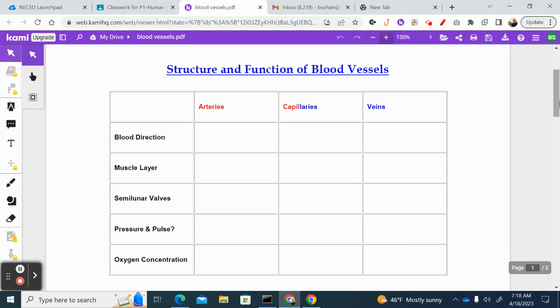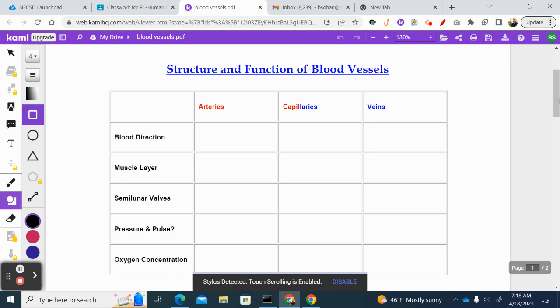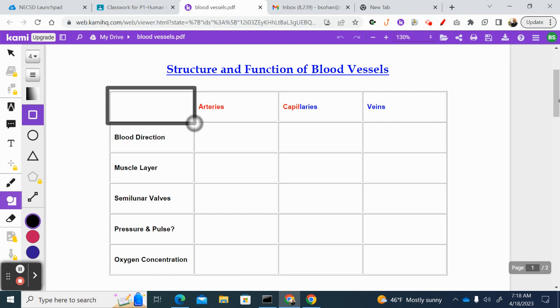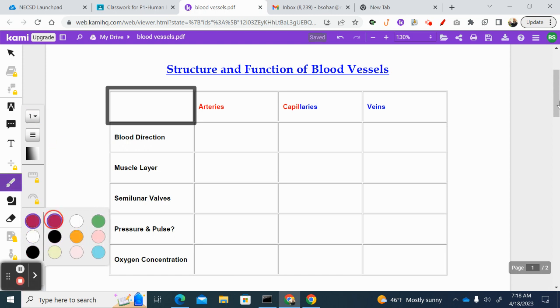All right. First thing I'm going to do is I'm going to take this box here. And I'm going to call this box right up here the heart. This is the heart. Now, it doesn't look like the heart. I know that, but that's what we're calling it.